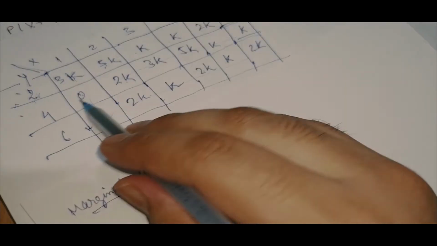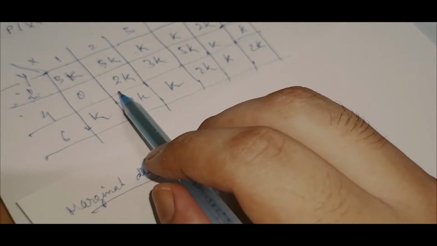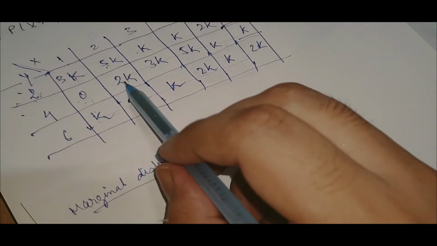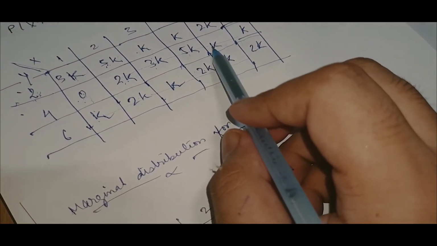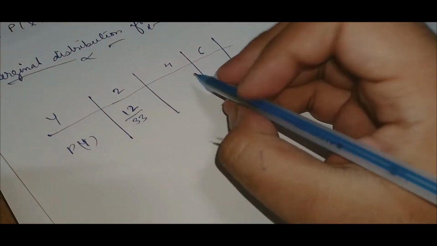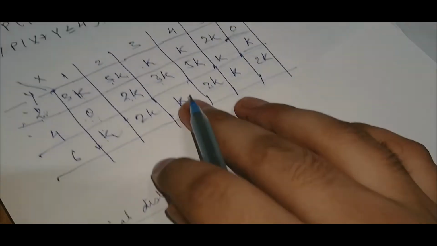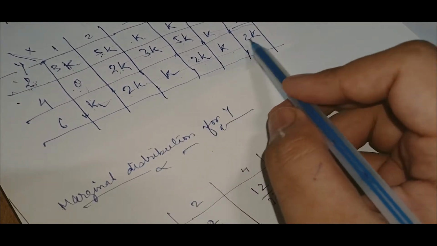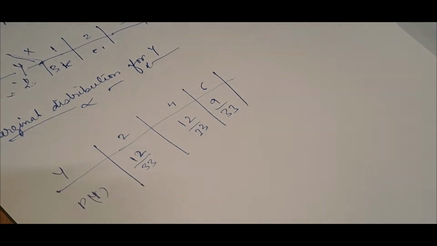For 4, add all the row values: 0 plus 2k, that is 2k, plus 3k, that is 5k, plus 5k, 10k, plus 1, 11k, plus 1, 12k. So it would be 12 by 33, because the value of k is 1 by 33. For 6, similarly, k plus 2k plus k plus 2k plus k plus 2k, that would be 9k, that is 9 by 33. Okay, so we got our marginal distributions for x and y.